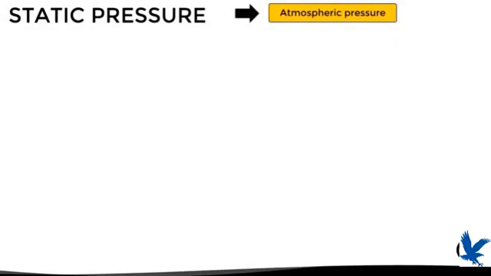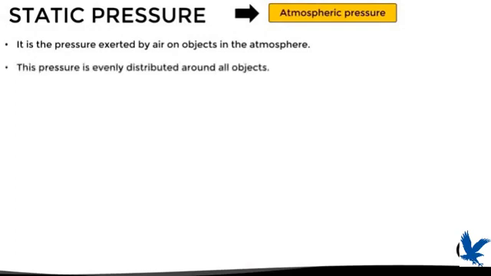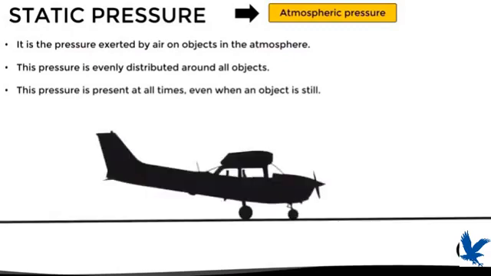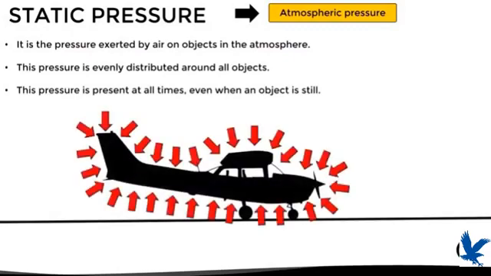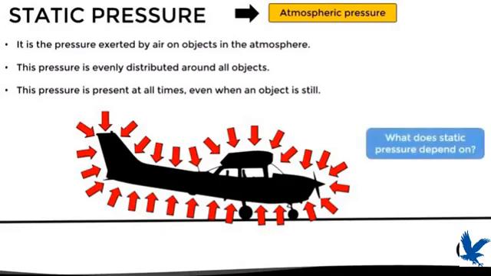This is also known as the atmospheric pressure, and it is the pressure that the air exerts on the objects that are inside the atmosphere. This pressure is distributed evenly around all objects, as we can see in this image. And we must also say that this pressure is present at all times, regardless of whether the object is stationary or moving. Now, having seen these basic characteristics, we could ask ourselves, what does the static pressure depend on? Well, the atmospheric pressure, or static pressure, varies mainly with altitude, but let's see why.